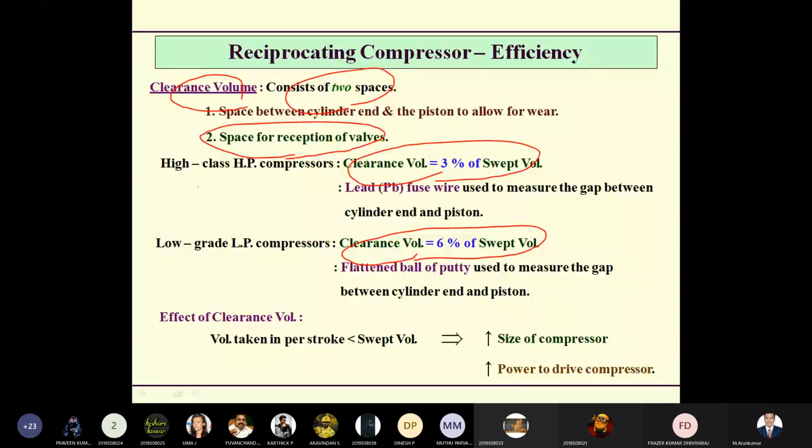This we can compare. So the effective clearance volume should be such that the volume taken in per stroke is less than the stroke volume. That will give you an increased size of the compressor, and also an increased power to drive the compressor. So we have to be careful while choosing the clearance volume.